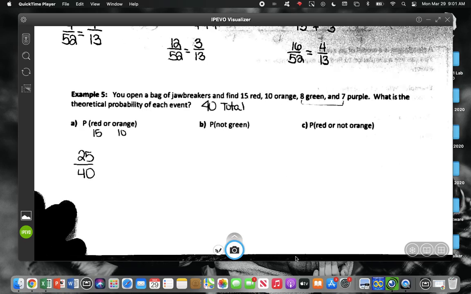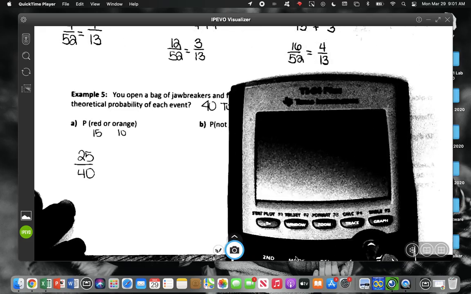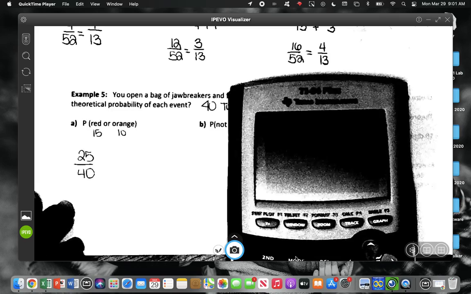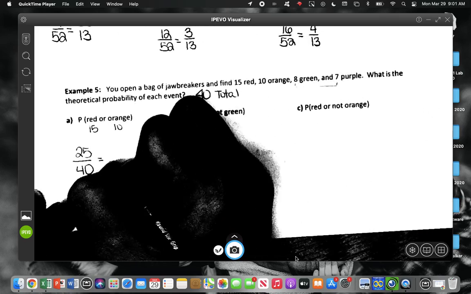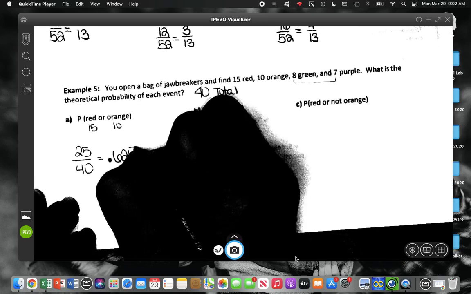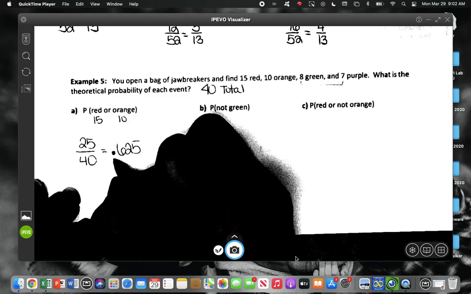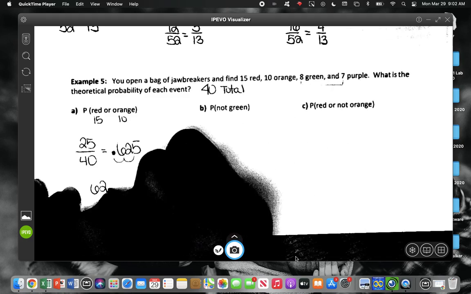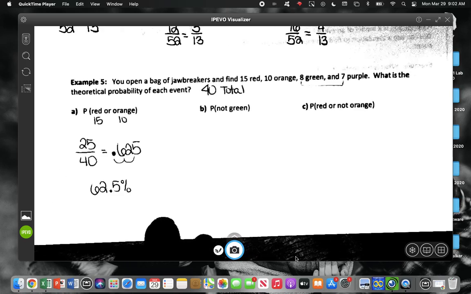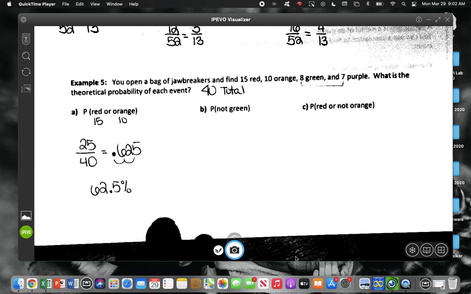What could I reduce that by? Or actually, let's just go straight to the decimal. 25 out of 40. What's the decimal for that? 0.625. Now, if I wanted to write that as a percent, I would move it 2 decimals to the right and get 62.5%. Now, I will tell you tomorrow on your assignment, in the directions for each problem, if I want the answer as a decimal, as a fraction, or as a percent. So just make sure that you follow those.